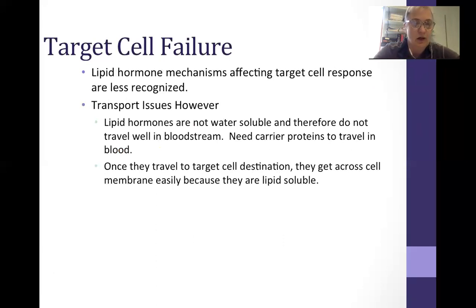They do not transport as well, though. They are not water soluble, so they don't travel well in the bloodstream without the carrier protein that's carrying them along to help them move in the blood. But once they get to their destination, they're pretty effective. Excuse me. All right, moving on.